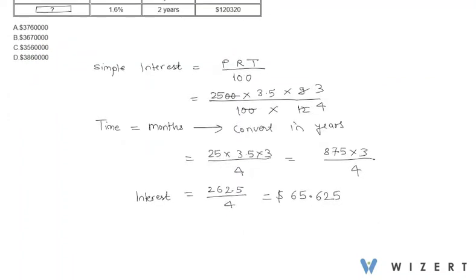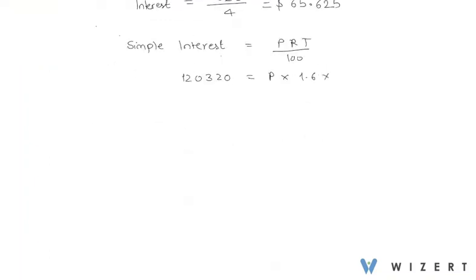So in order to calculate principal for given interest, simple interest is given by PRT by 100. So simple interest we have $120,320. P we have to calculate. R is given as 1.6% and time is given as 2 years. So that will be into 2 by 100.